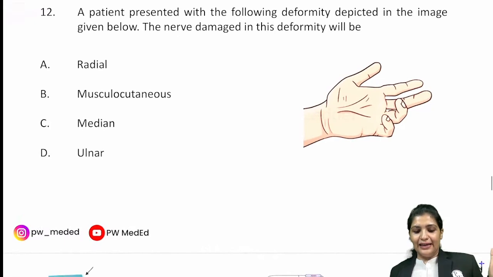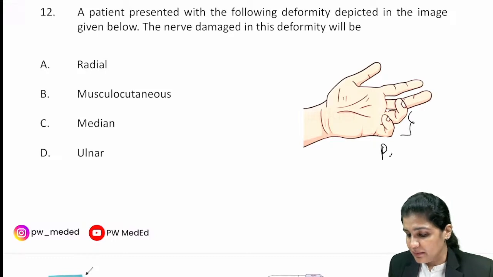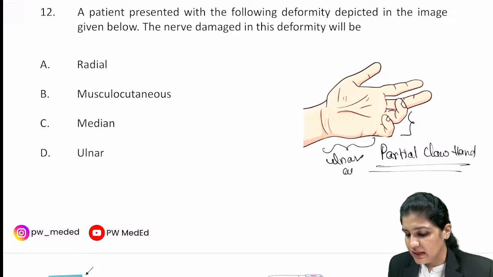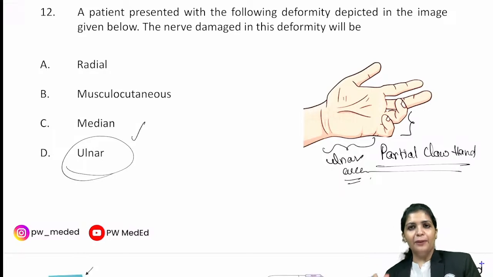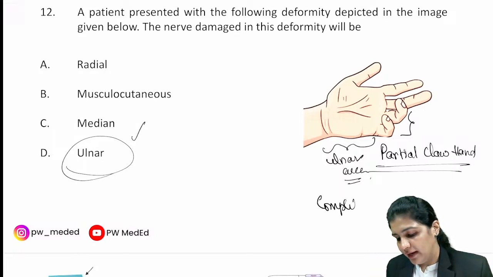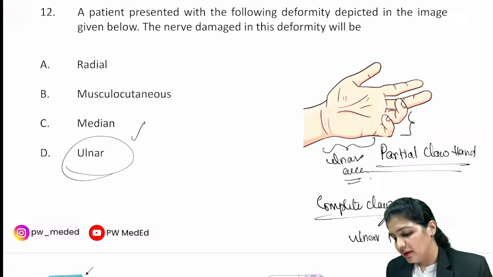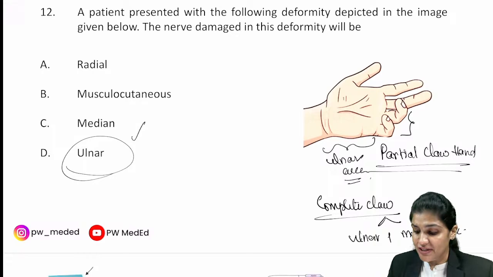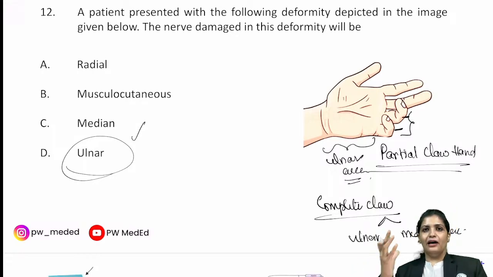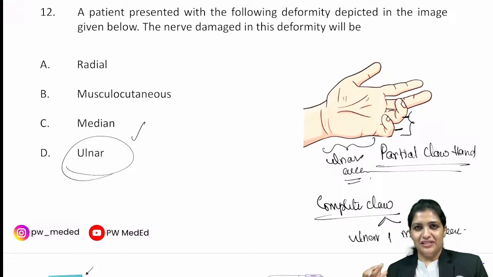Now let's see peripheral nerve injury, which is again important. You already know that this is nothing but your partial claw hand, and this is the ulnar area, right? So this is the ulnar part, and the nerve involved is your ulnar nerve. So this is the partial claw hand, mainly ulnar nerve, whereas the complete claw hand is seen in ulnar plus median nerve. Here you see the partial clawing: the little and ring fingers are flexed, the MCPs are extended. So this is the claw hand.